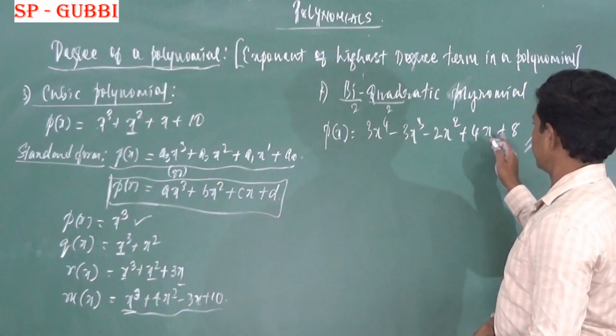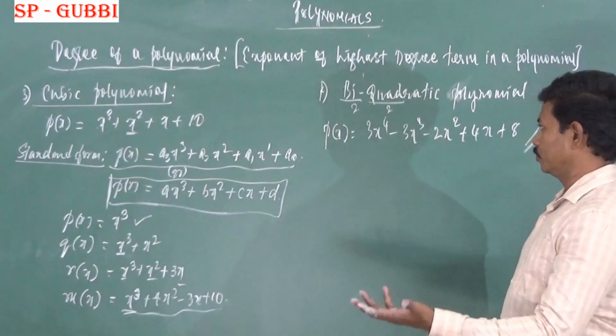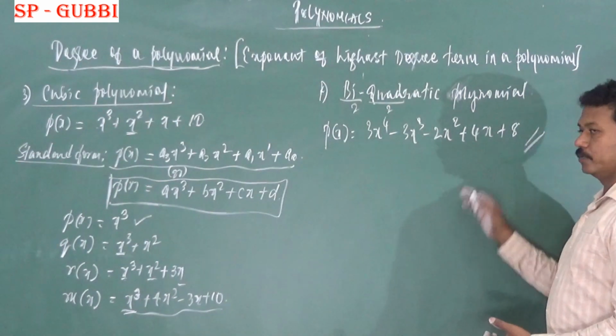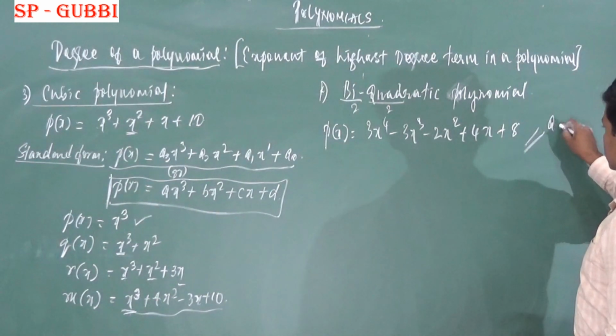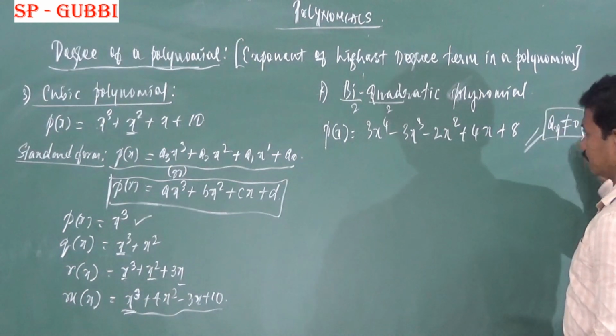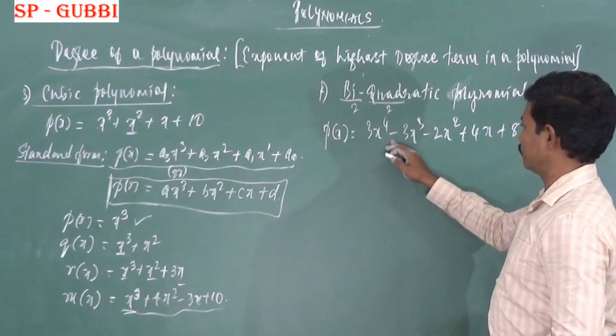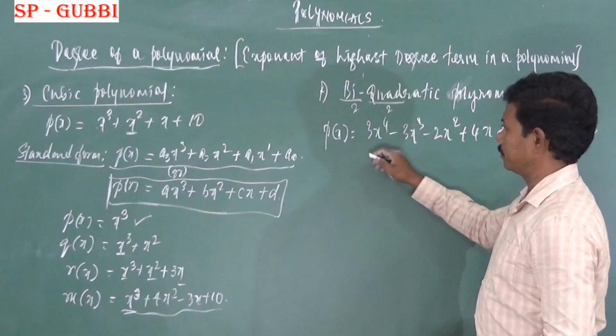Here the numerical coefficients involved are all real numbers, and no particular coefficient is equal to 0. That is, a base 4 is not equal to 0 anywhere here, and this is the condition for a polynomial to be defined. So 3x to the power 4 minus, this is a biquadratic polynomial.